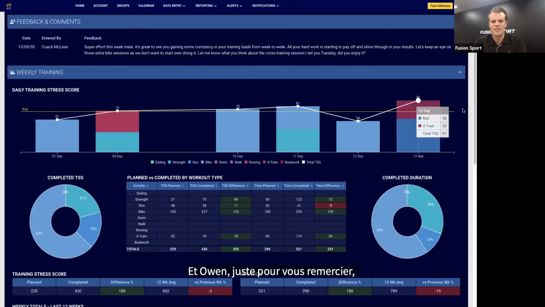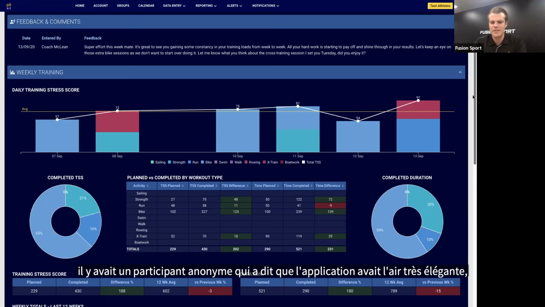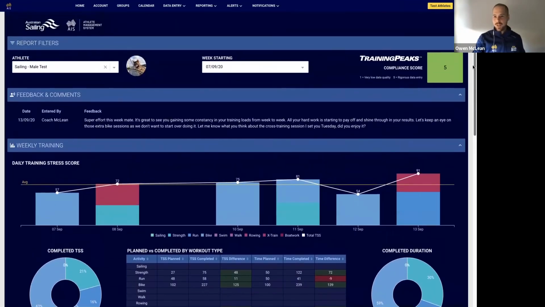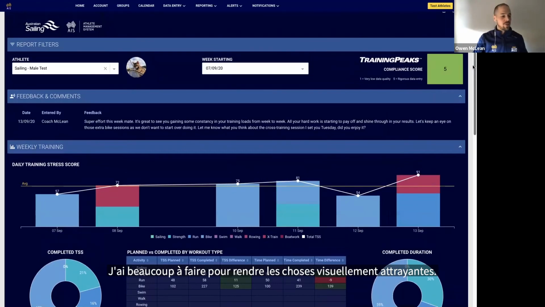And Owen, just as a shout out for you, there was an anonymous attendee that said the app looks very slick. So well done on the dashboard creation. Yeah, I've got a big thing on making things visually engaging. I mean, people are going to use things that look really good, and then it's just a matter of making the numbers and everything around it correct as well.